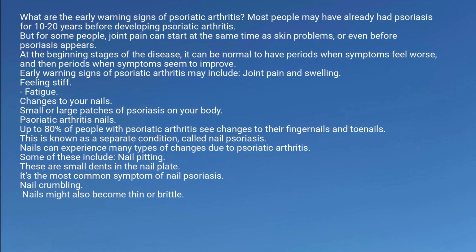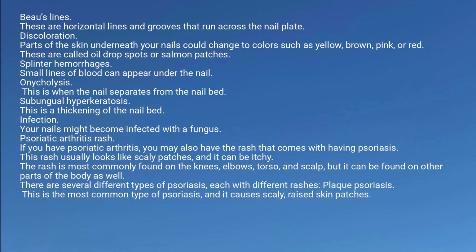Some of these include nail pitting. These are small dents in the nail plate. It's the most common symptom of nail psoriasis. Nail crumbling. Nails might also become thin or brittle. Beau's lines. These are horizontal lines and grooves that run across the nail plate. Discoloration. Parts of the skin underneath your nails could change to colors such as yellow, brown, pink, or red. These are called oil drop spots or salmon patches.